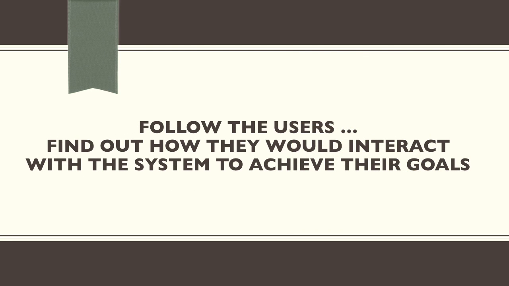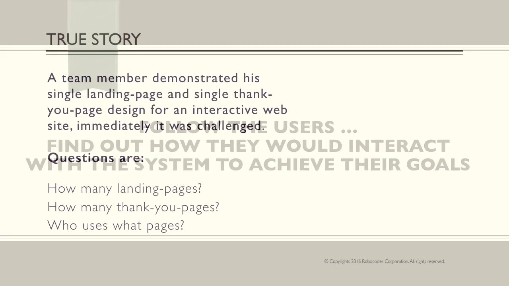Follow the users. Find out how they would interact with the system to achieve their goals. Systems analysis consists of a set of possible sequences of interactions between systems and users relating to a particular goal to identify, clarify, and organize systems requirements.